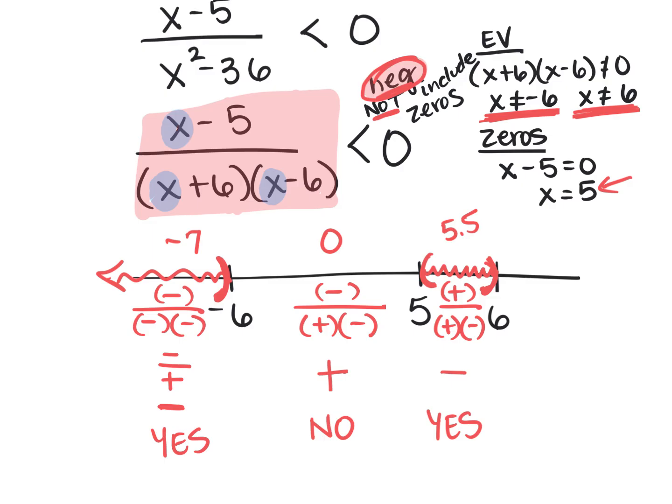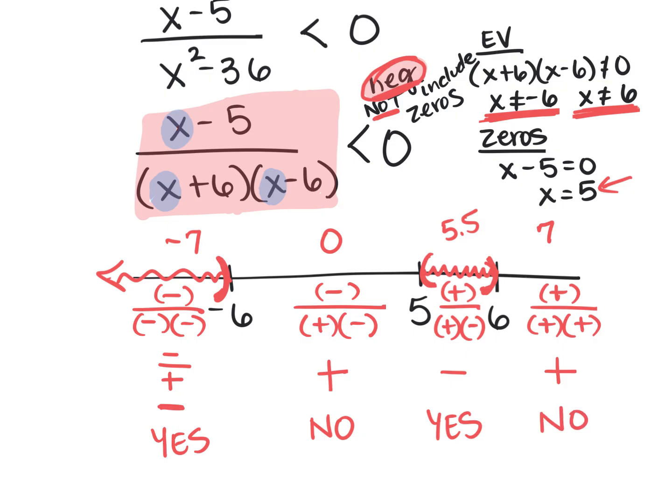So last but not least, we go to the right of 6 for a test value. That's going to be a 7. As we substitute those into the blue highlighted X's, I have 7 minus 5 is positive, 7 plus 6 is positive, and 7 minus 6 is also positive. So that whole set is positive. But again, we want a negative value that we made the decision on, so this is not in my solution set.